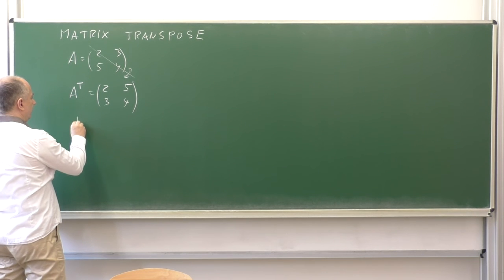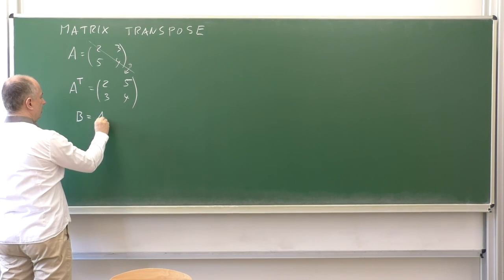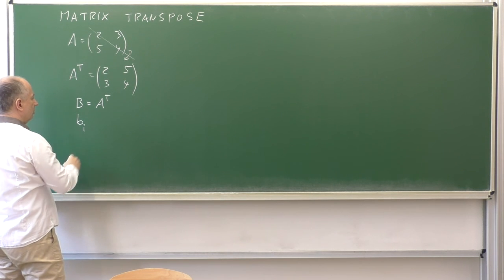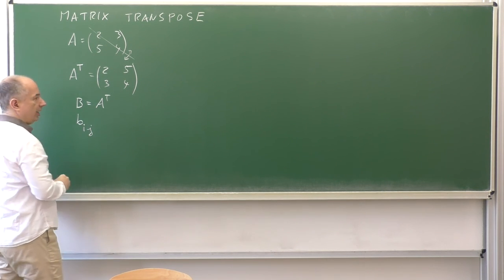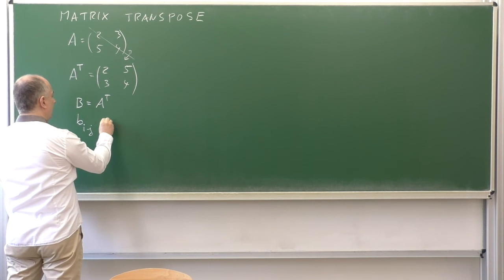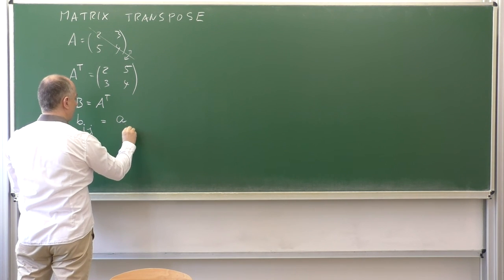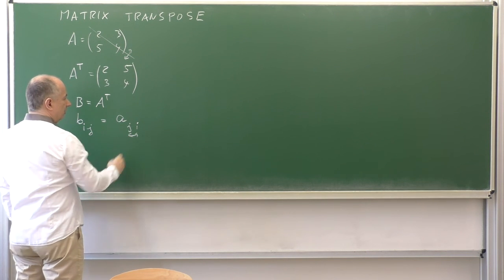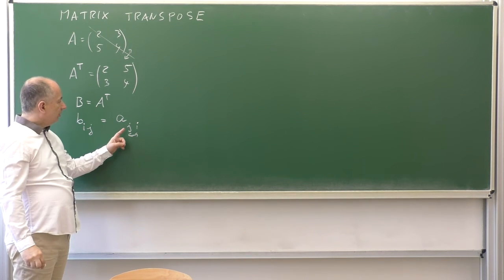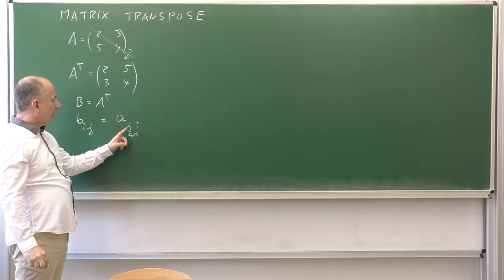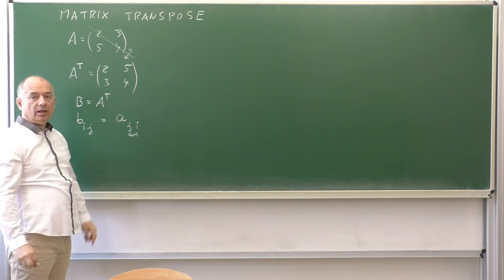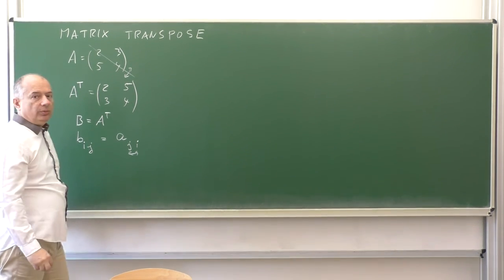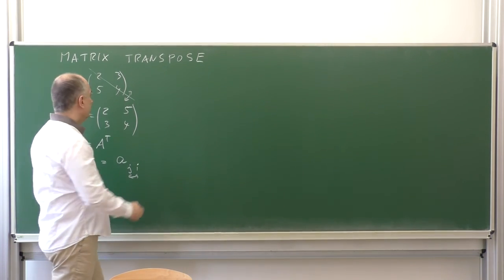In general, if we denote the transpose matrix B, then the element on the row i and column j of the result is equal to A sub ji. You see these two indices change. What was the number of the column is now the number of the row, and vice versa. So this is for a square matrix. It works even for non-square, for rectangular matrices.